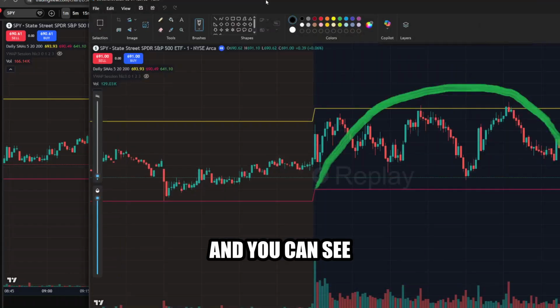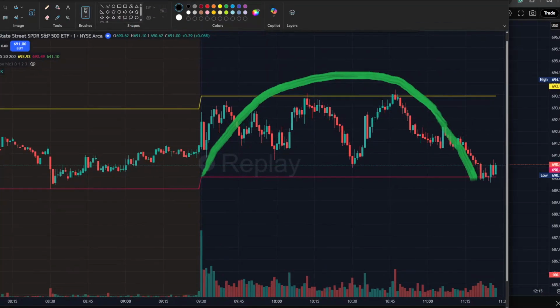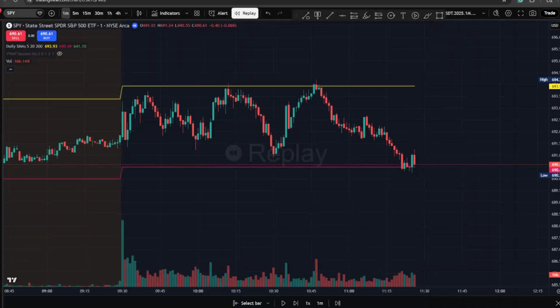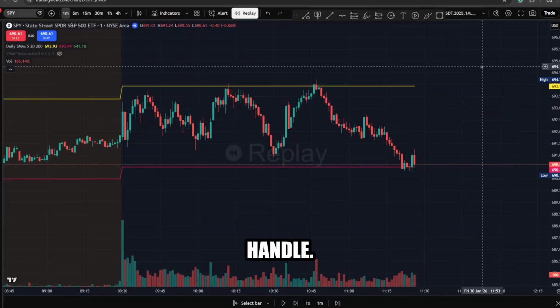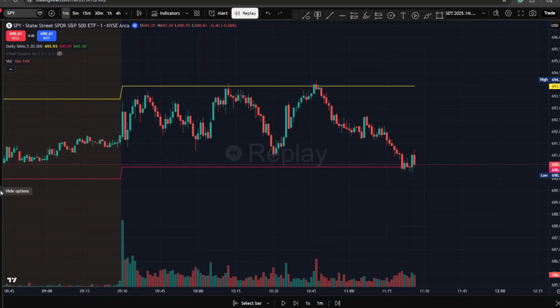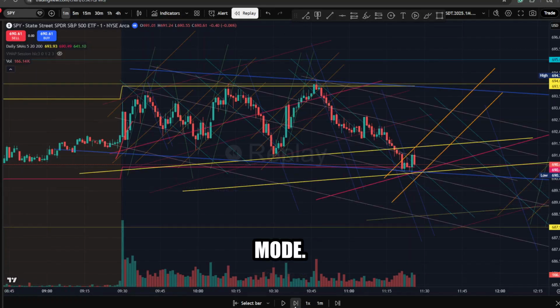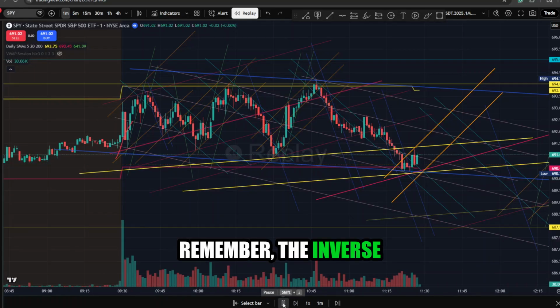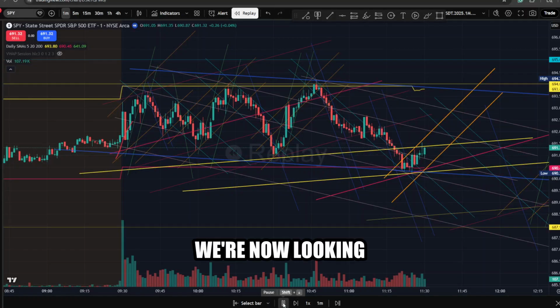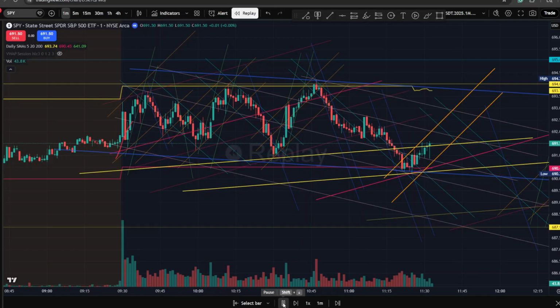And you can see from this diagram, here is the inverse cup that has closed at the 20-day moving average. So now we're looking to see if price is going to form a handle. This is where the algorithms come in, and it's very important how they give you an edge. I'm going to turn on the algorithms, and I'm going to turn on the replay mode. So remember, the inverse cup has closed. We're now looking for a handle to form.